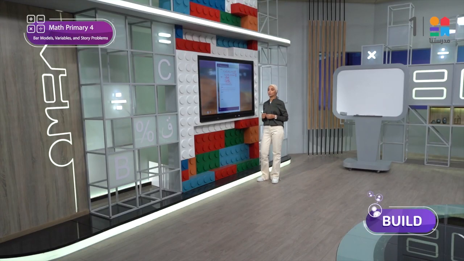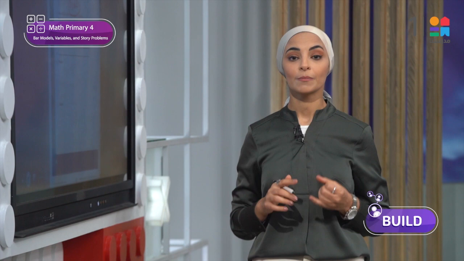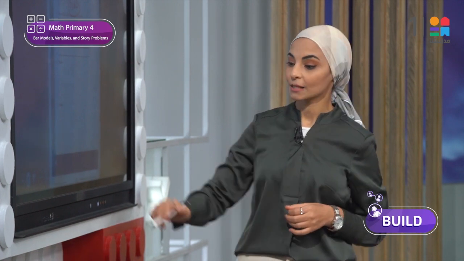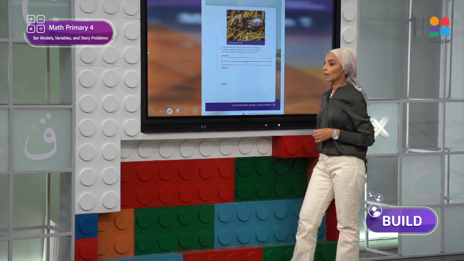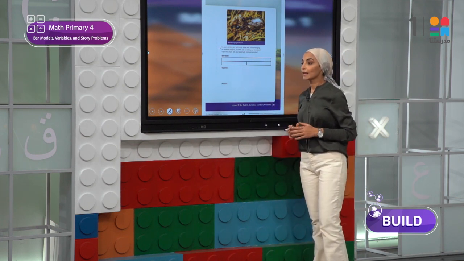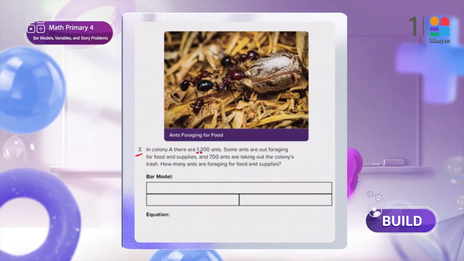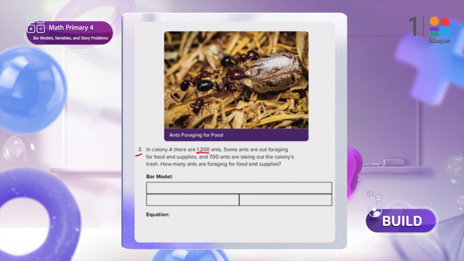In the same sequence of steps, we can solve problem 3. The number of ants in colony A. Yes, this is problem number 3. The number of ants in colony A is, right, 1200. Which is the whole number? Okay, here in colony A there are 1200 ants.